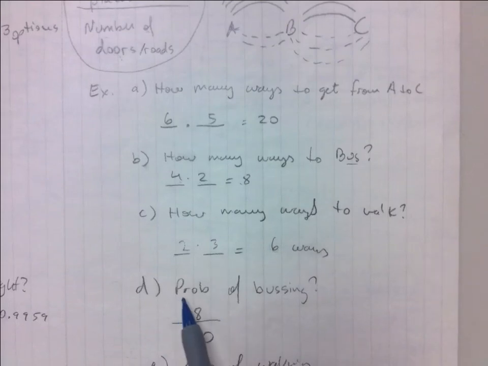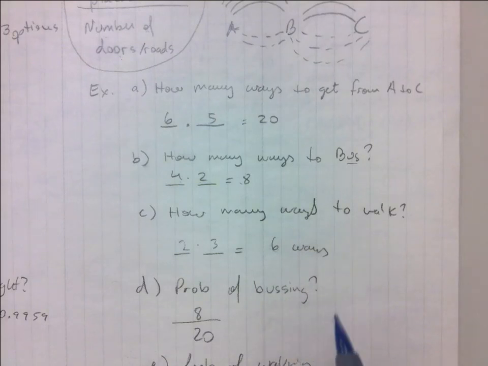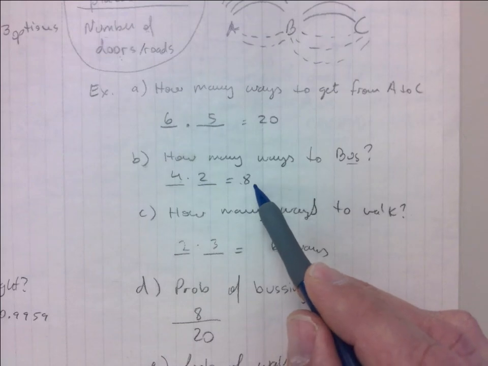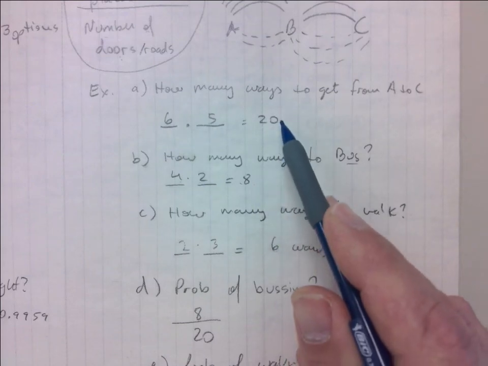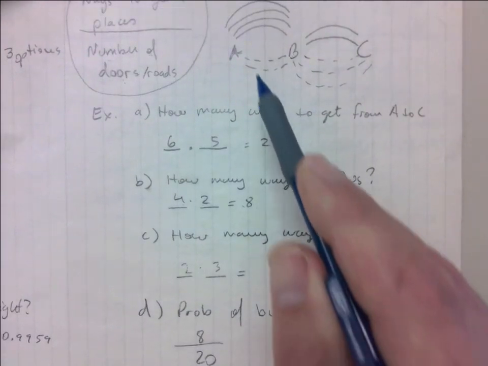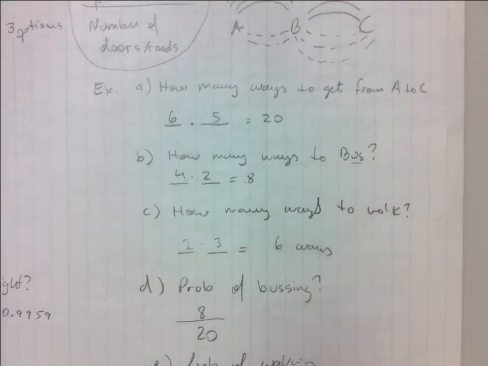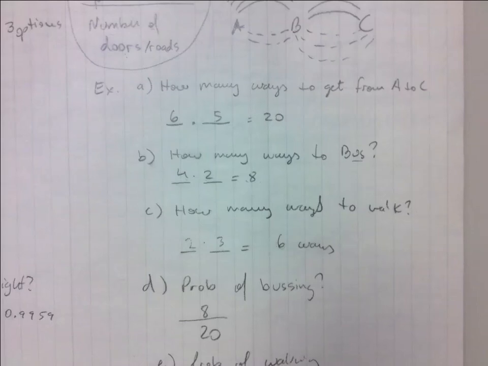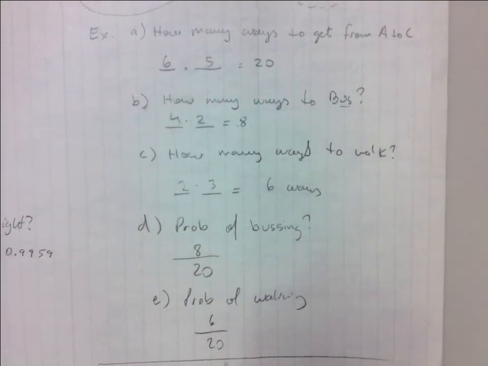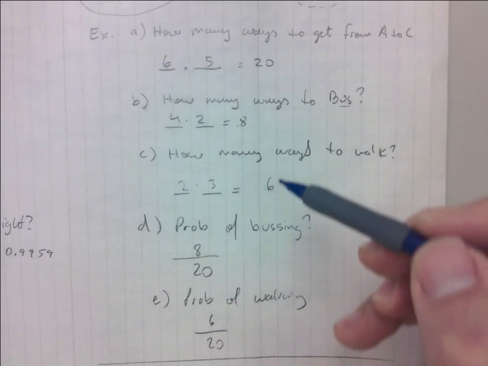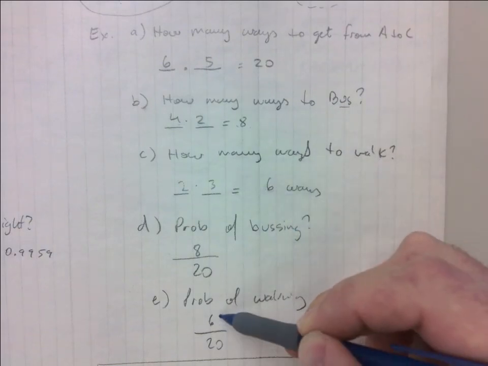If it asks what's the probability of someone busing, okay, you would just say, well, there's 8 ways to bus, and the total ways, if I didn't care about just the bus routes, is in total 20 ways to get from A to C, right? Then I would just stack them and come up with a probability of busing from A to C. If it says probability of walking, I already figured that out. Here, there's 6 ways, so it'd be 6 over 20.